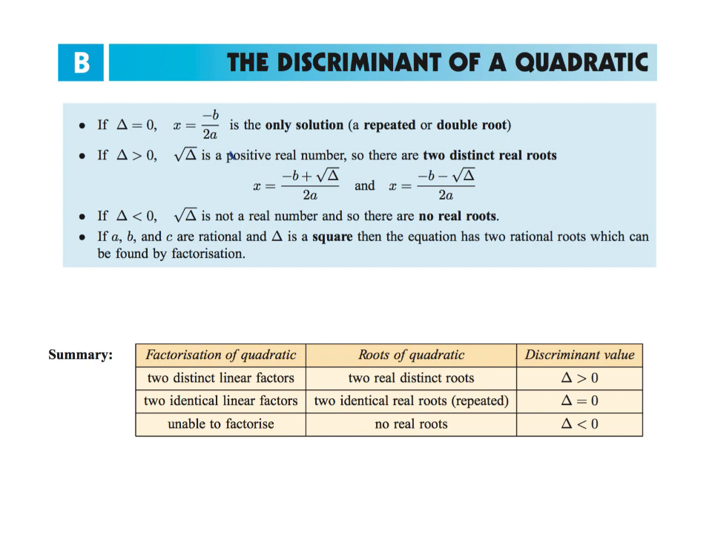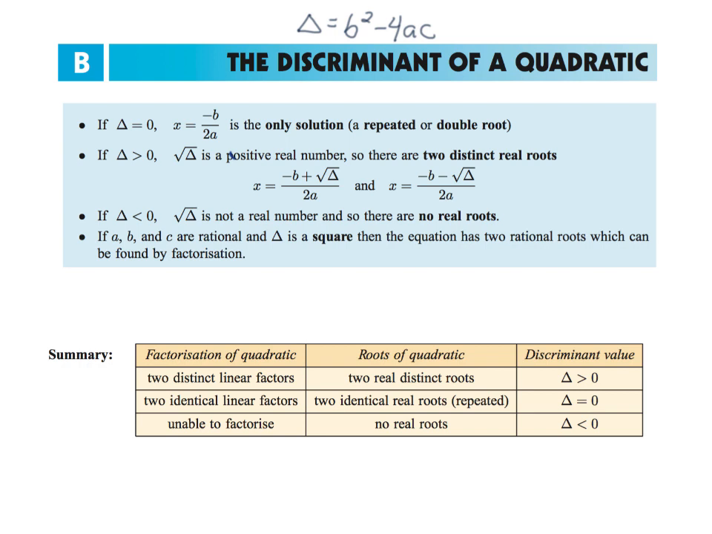B. The discriminant of a quadratic equation. Recall from last year that the discriminant is the part underneath the square root of the quadratic formula. Or we could say the discriminant, with the symbol of a triangle, is equal to b squared minus 4ac. So discriminant equals b squared minus 4ac. What do we know about the discriminant?